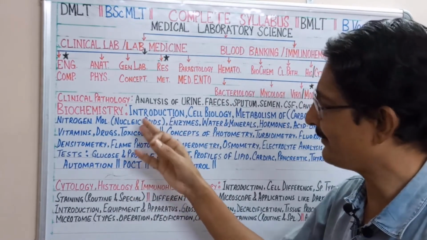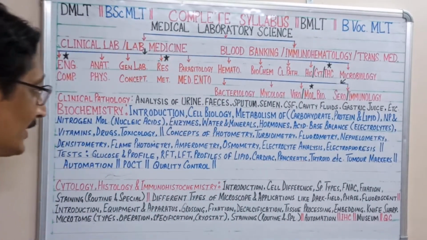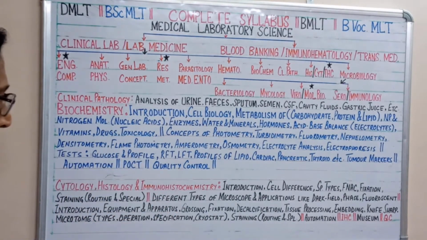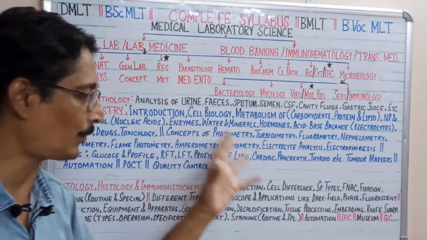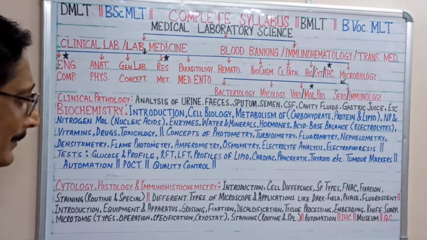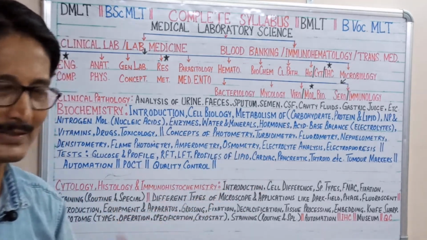So the toxic effects of the drug, we have to study the concept of this, and the concept of the machines is very important. The concept of the machines includes photometry, which is the main machine of the biochemistry department. Photo means the light, metry means the measurement.